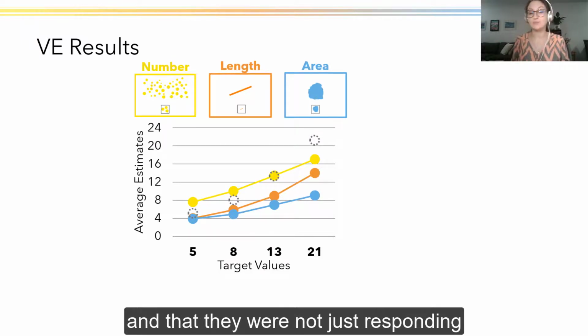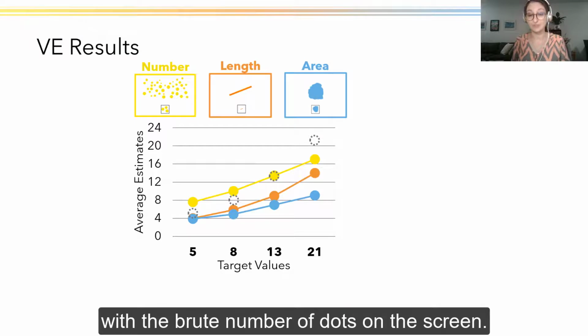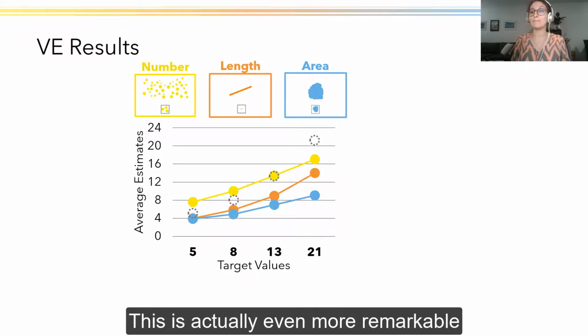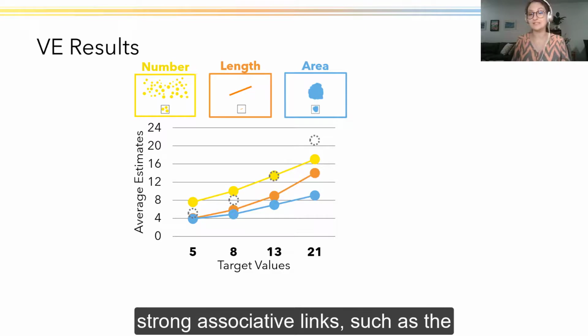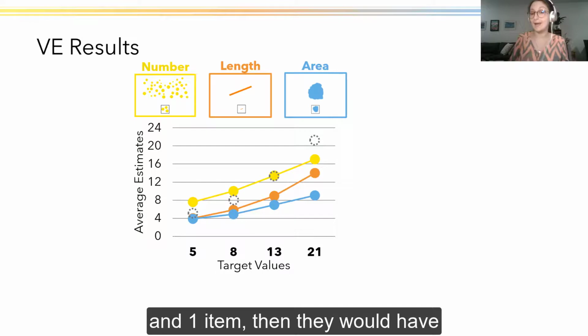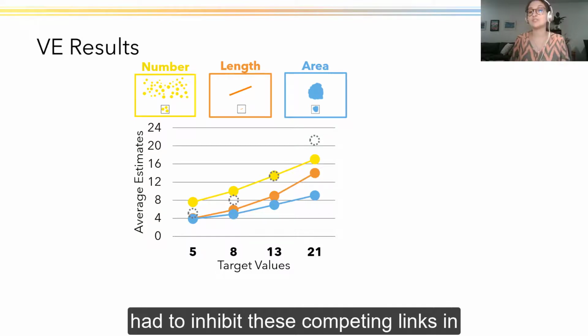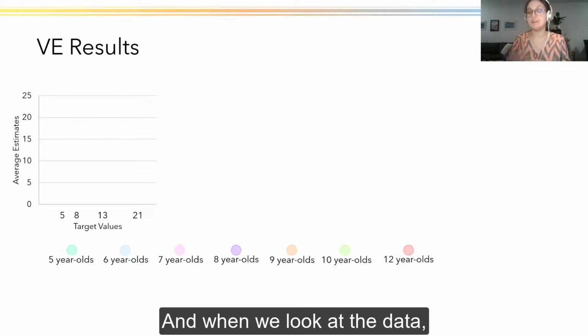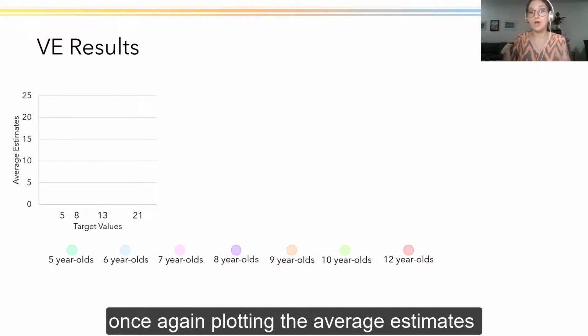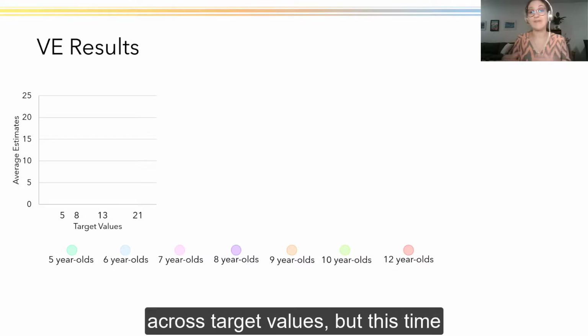and that they were not just responding with the brute number of dots on the screen. This is actually even more remarkable considering that if children did have strong associative links, such as the association between the word one and one item, then they would have had to inhibit these competing links in order to succeed in this task.